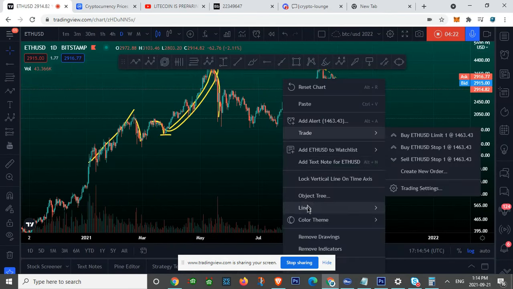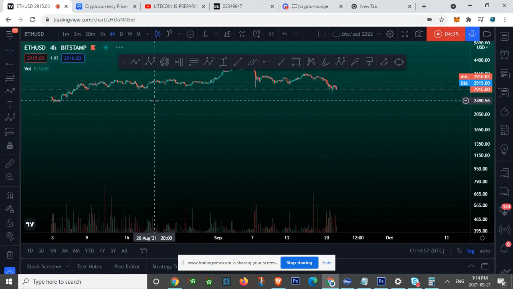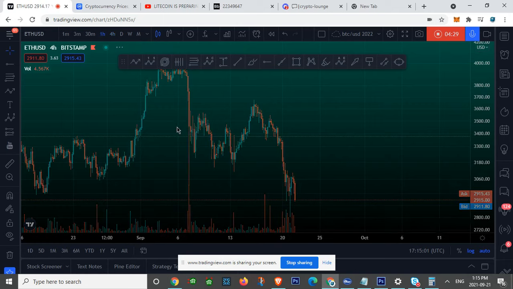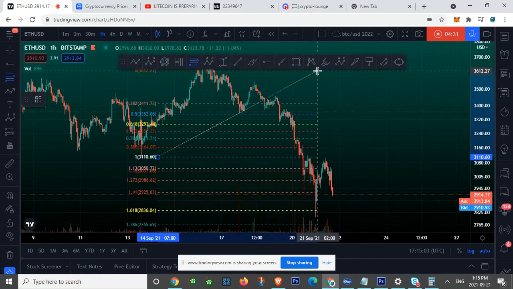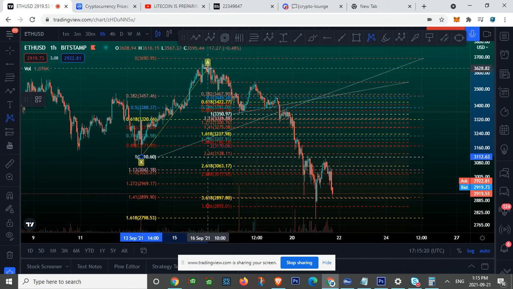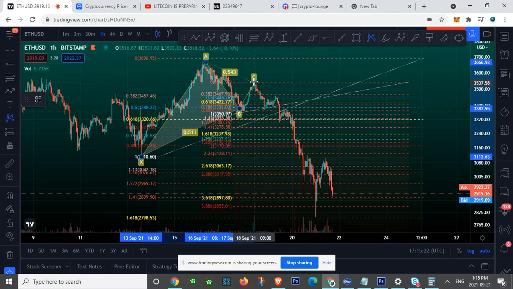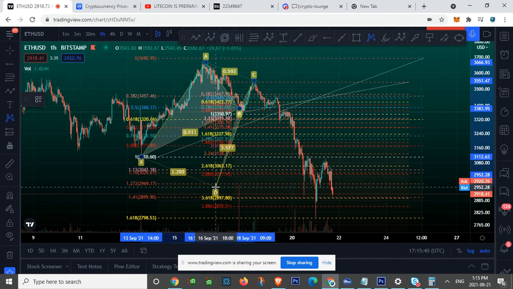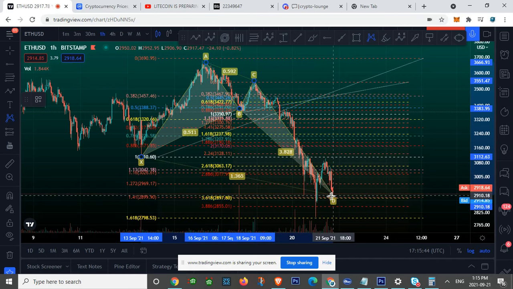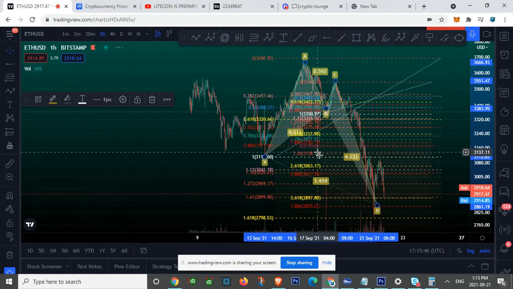Let me go ahead and erase all this. I'm going to go on the 4-hour chart. Right here, we have a bullish harmonic pattern. We have a deep crab pattern. So if you're new to harmonics, harmonics are basically your golden pot in this market. So right here, Ethereum crab pattern, we triggered the 3.618 and the 1.618. So that's some nice confluence.